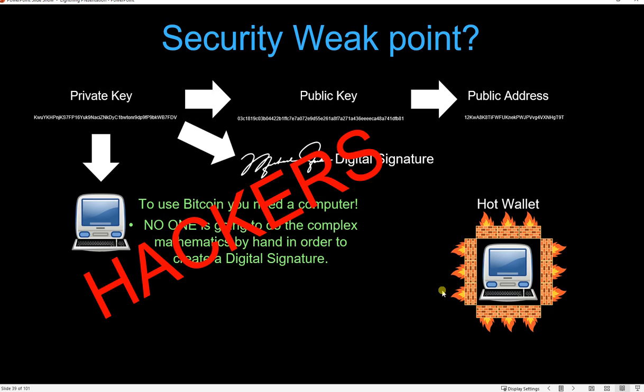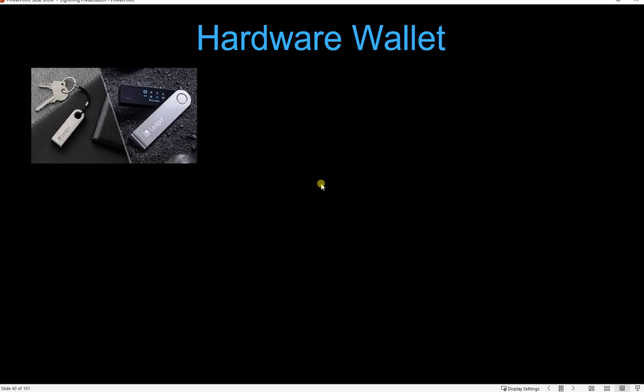No matter what, if that data is stored on a computer or any type of machine, or cell phone, that's connected to the internet, it's a hot wallet. And that's where hardware wallets come into play.